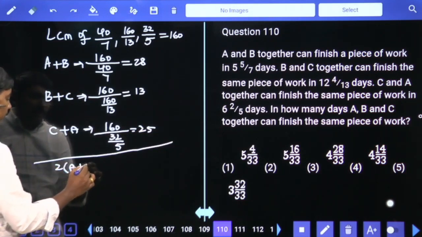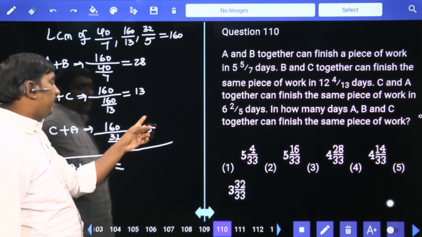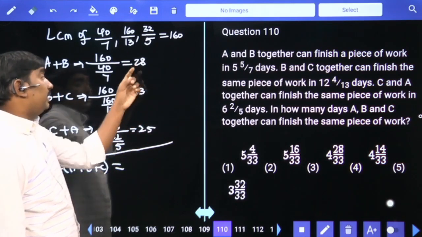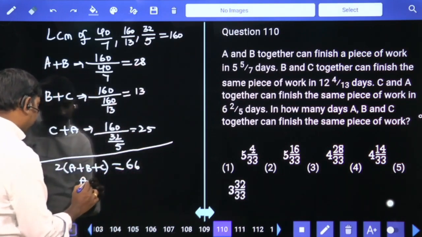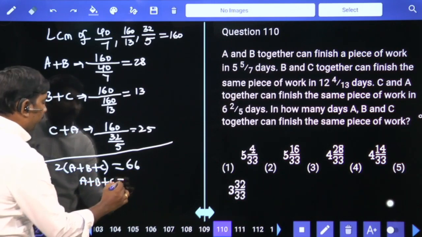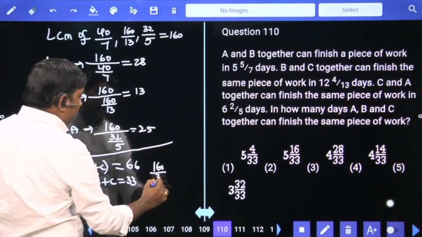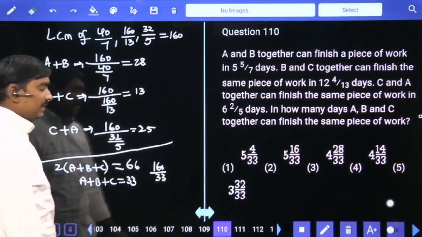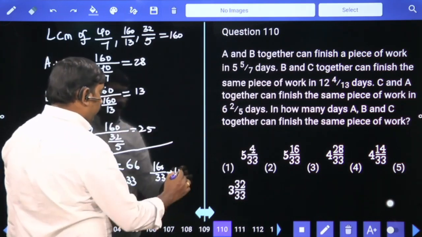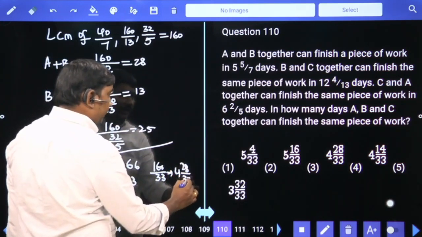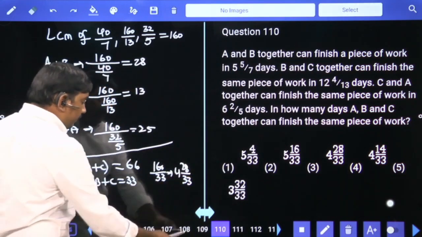All together, 2 of A plus B plus C is equal to 25 plus 13, 38, 38 plus 28, 66 units in 1 day. Then A, B, C together can do 33 units in 1 day. Therefore, 160 units in how many days means 160 by 33. 33 4s are 132, so remaining 28. 4 28 by 33 days. Third option is your answer.